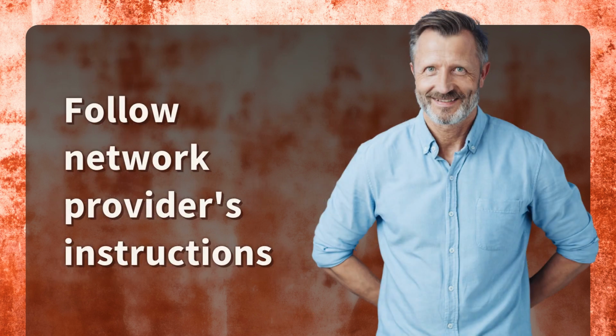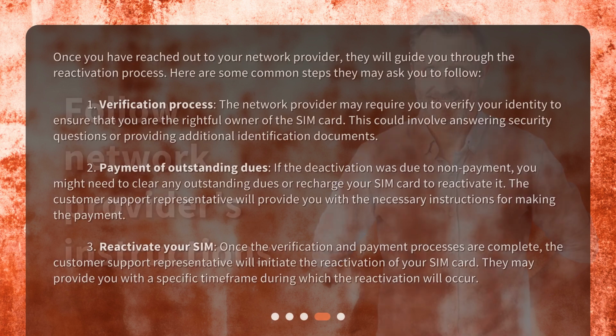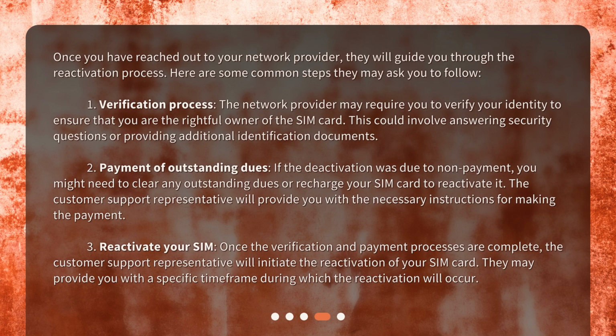Follow network provider's instructions. Once you have reached out to your network provider, they will guide you through the reactivation process. Here are some common steps they may ask you to follow. 1. Verification process. The network provider may require you to verify your identity to ensure that you are the rightful owner of the SIM card. This could involve answering security questions or providing additional identification documents.